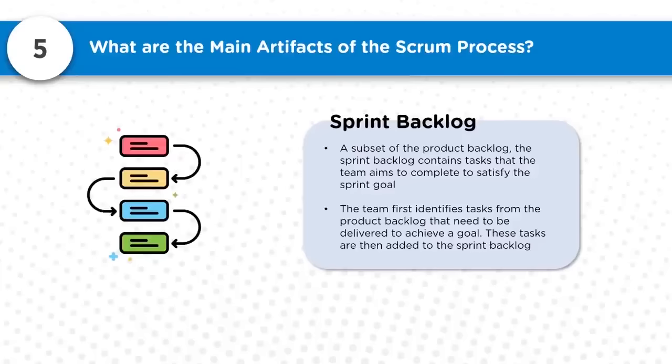So the sprint backlog contains tasks that the team aims to complete to satisfy the sprint's goals. A set of product backlog items are taken and put into the sprint backlog, and those are the features which are supposed to be produced as part of that particular sprint. The team first identifies tasks from the product backlog that need to be delivered to achieve a goal. These tasks are then added to the sprint backlog. So the team identifies tasks from the product backlog as per the priorities, the prioritized list is taken, put into the sprint backlog, and then those are delivered.